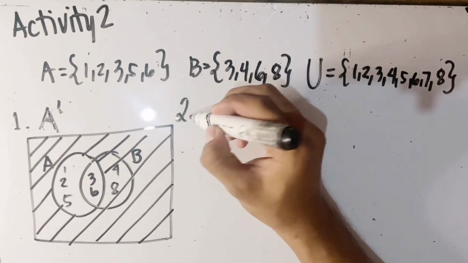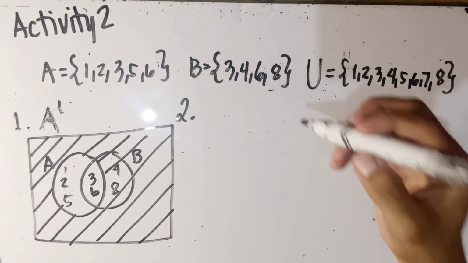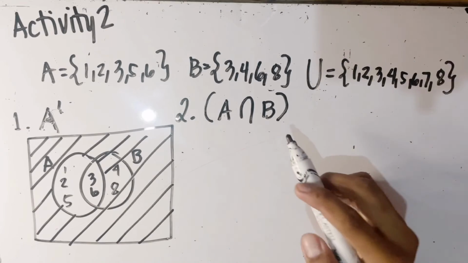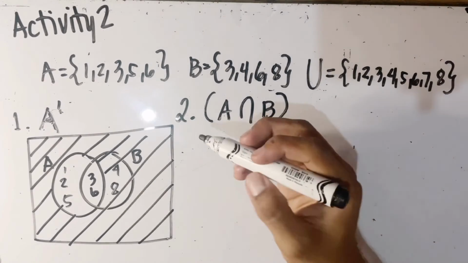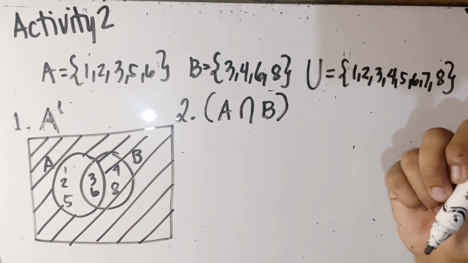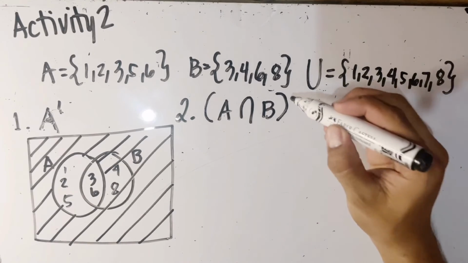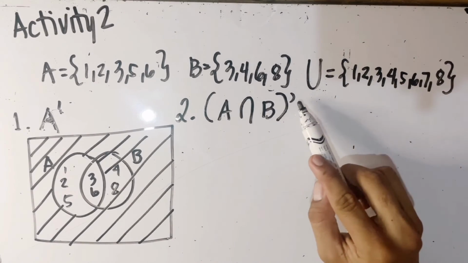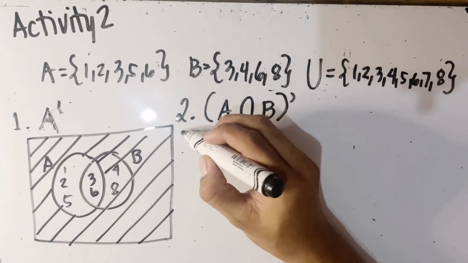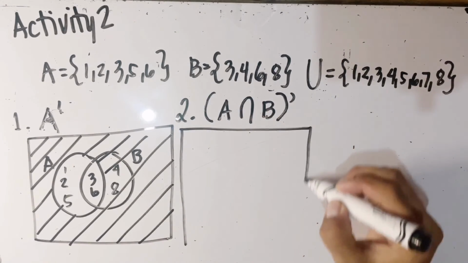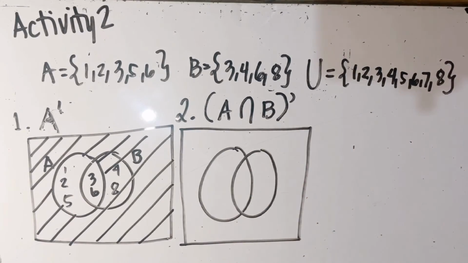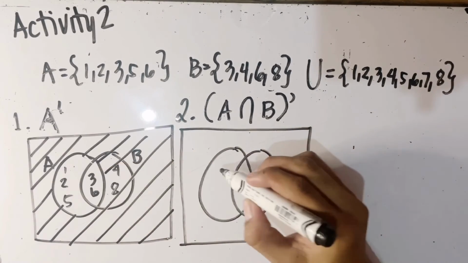Next, let's have another example. We have intersection of A and B. So again, intersection of A and B. I think that is the complement of the intersection of A and B. First, draw again the rectangle and the sets. The same given, so we'll just copy those numbers.